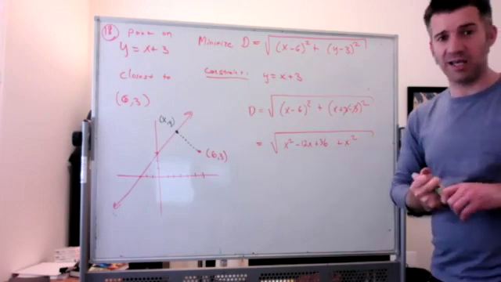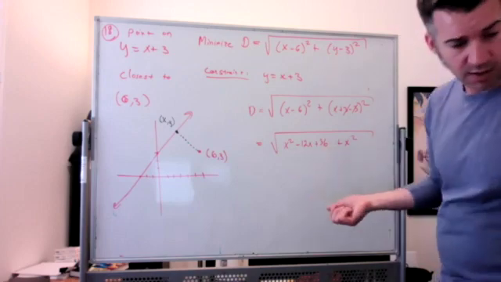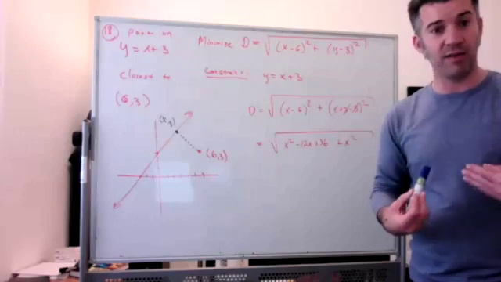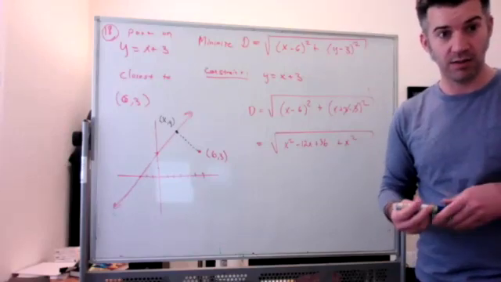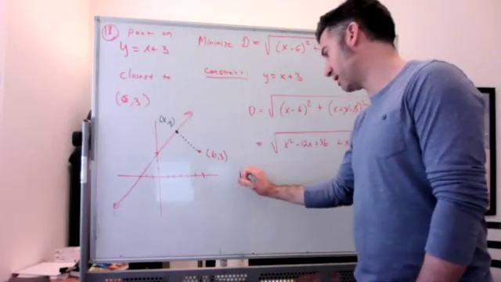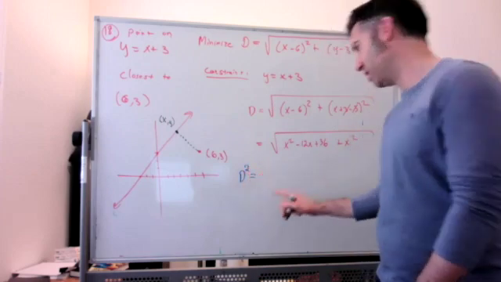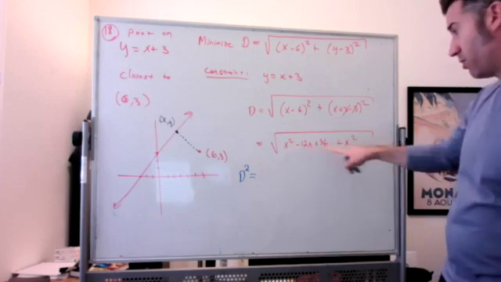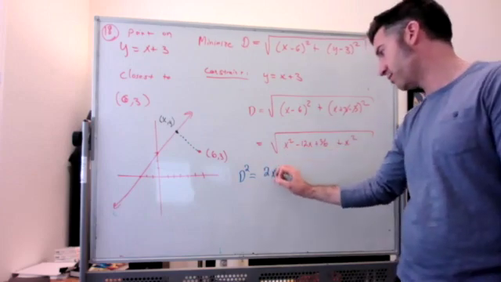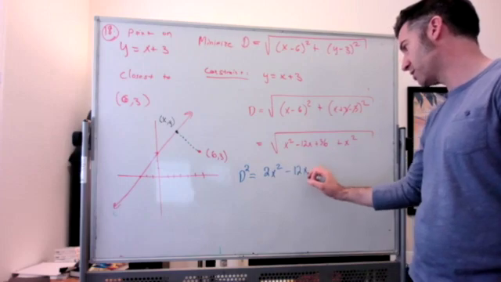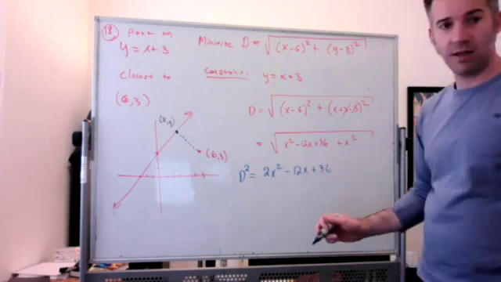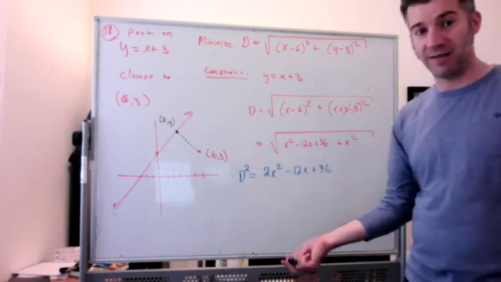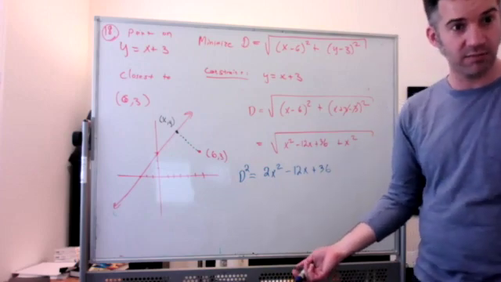Now here's the key thing you have to remember for this particular problem. Instead of minimizing the distance, it is equally valid to minimize the square of the distance. So I can minimize the distance squared, which is just the same thing without the square root. So it's going to be x squared plus x squared, which is 2x squared minus 12x plus 36. If I want to minimize this, I want to find the x value that makes it the smallest. Well, I need to find the x coordinate of the vertex.